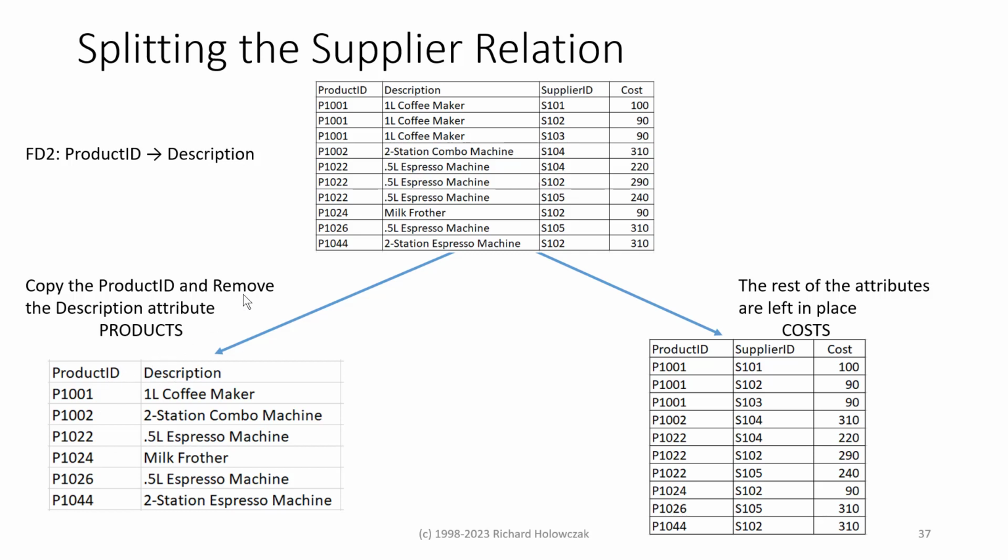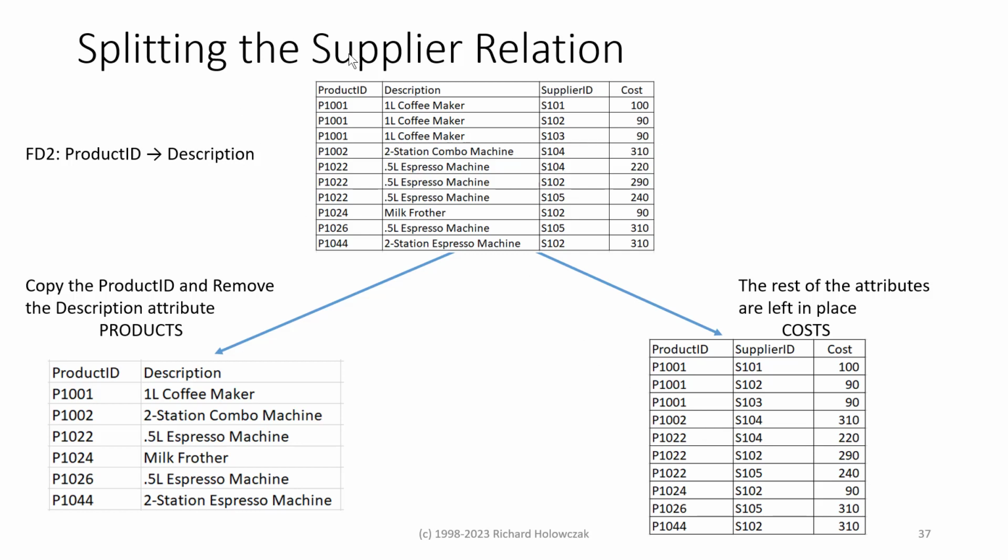How did we know how to split this? We looked at the functional dependency causing the problem. Copy what's to the left, product ID, and remove what is to the right. We bring down description. What's left over? Well, we didn't touch supplier ID and cost. Those were still there. And remember, we made a copy of product ID. So a copy of product ID is left behind. So this becomes our other new relation, which we're going to call costs.